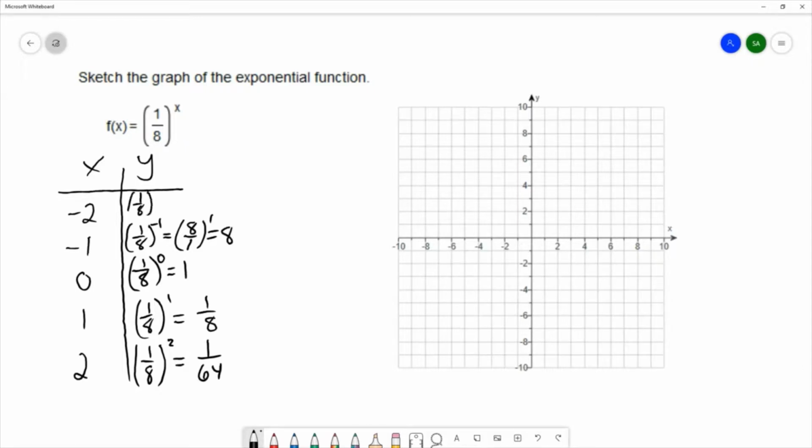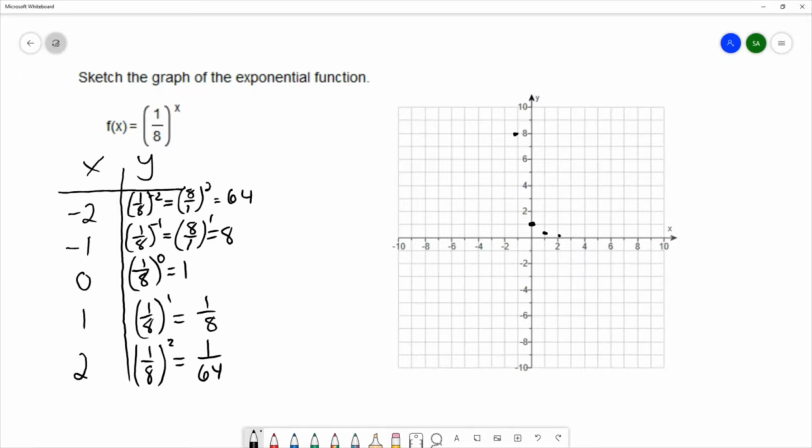1/8 to the -2 power. Once again, that negative is the reciprocal of the base, so we'll make that 8 over 1. 8 over 1 squared is 64. So this gives me a group of ordered pairs, and we'll plot those ordered pairs. I have (0, 1), (1, 1/8), (2, 1/64), (-1, 8), and (-2, 64) would be off my screen.